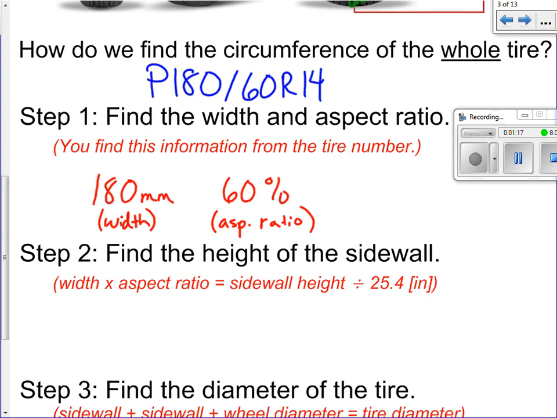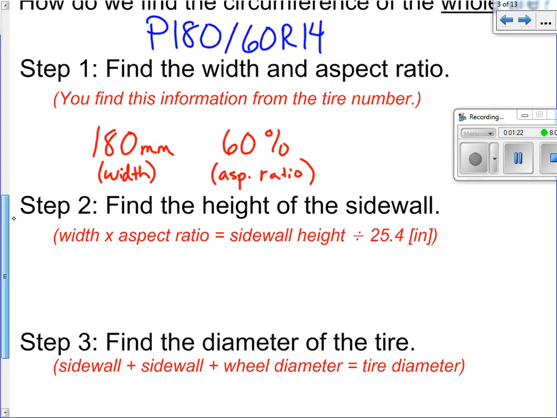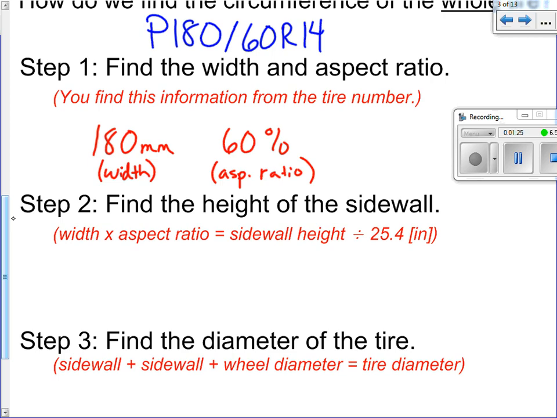So step two says we need to find the height of the sidewall. As you can see underneath, I reminded you how we're going to find that, as well as how to convert it into inches. So we're going to take our width, 180. We're going to multiply it by the aspect ratio, which is 60%. So remember, 60% as a decimal will be 0.60. And if you actually wanted to type in 60% into your calculator, that would still give you the same number. Just don't do the percent and move the decimal.